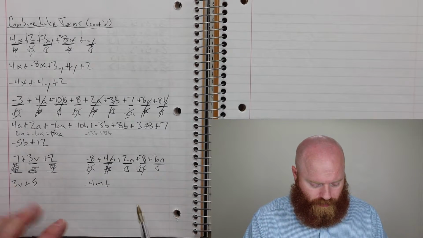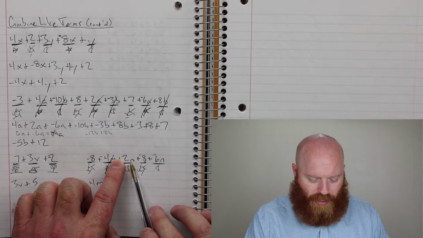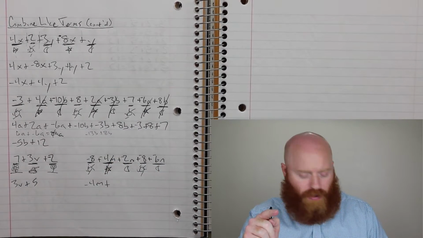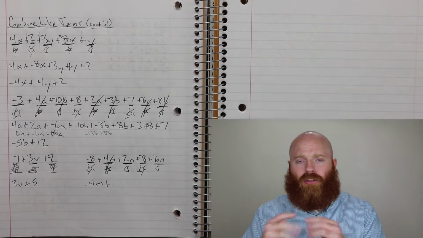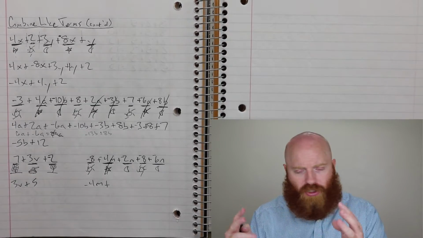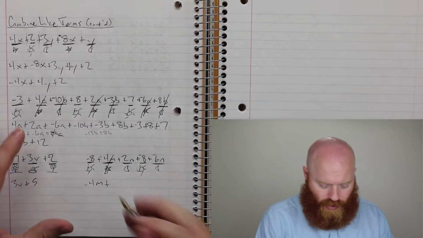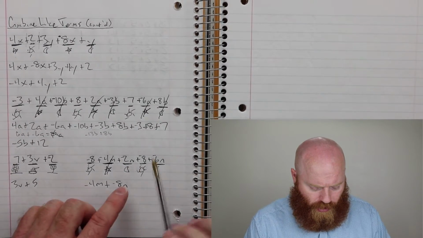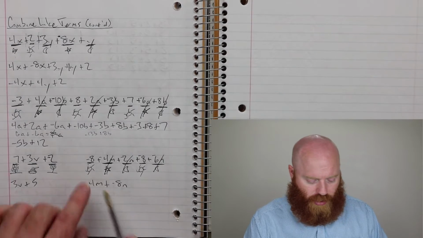Okay, moons. 2 bad guy n's plus 6 bad guy n's. 2 bad guys plus 6 bad guys. And if you watch that video, you'll know that bad guys team up. They don't shoot each other. They team up. You have 2 plus 6. Together you have 8 bad guys. So this is negative 8n. I'm going to cross that out. Got my moons. Okay, now I'm going to do my suns.